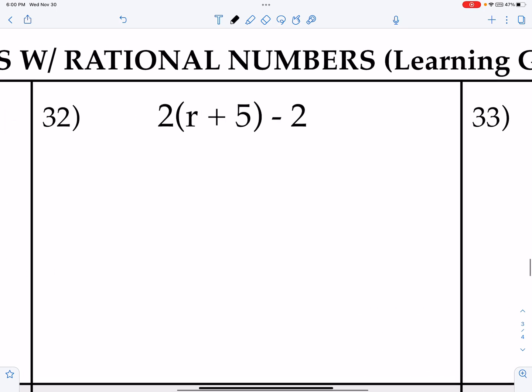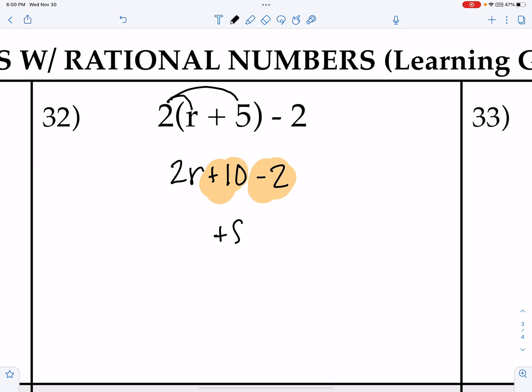Okay. All right, number 32, I see that I need to distribute right away. And so I have 2r plus 10 minus 2. Combine like terms, I have a positive 12 and a negative 2. And so we have a plus 8 with the 2r.